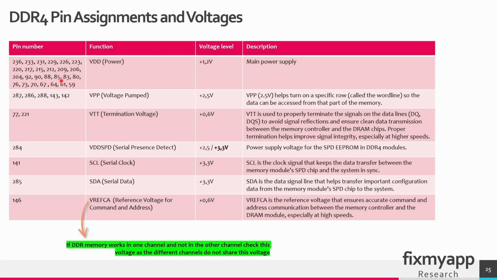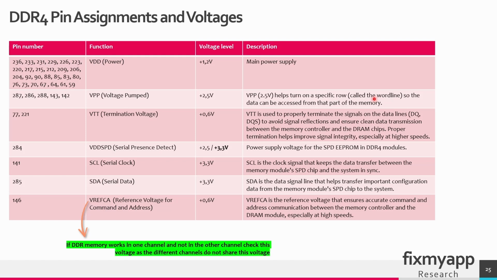In this table you can find the most important pins that are located on the DDR4 memory. For the power, the VDD power is 1.2 volt, and that's the main power supply. The VPP pins are located at these pin numbers, and the VPP is also called voltage pumped. It has a voltage level of 2.5 volt. So this power rail helps to turn on specific row, also called a word line, so the data can be accessed from that part of the memory.